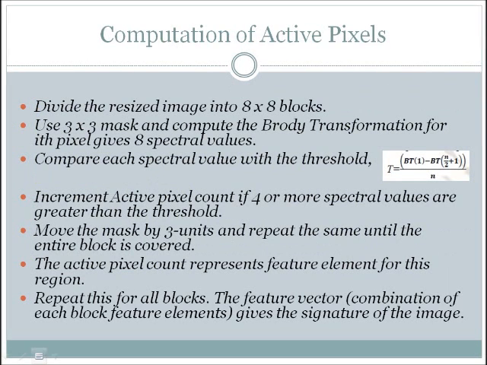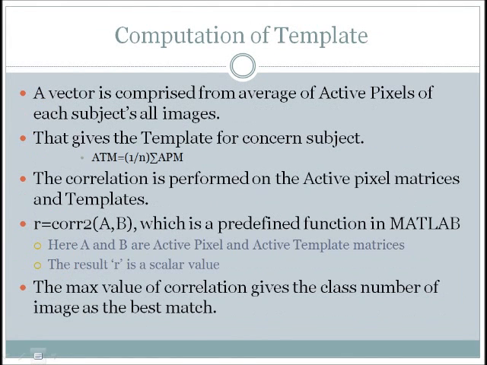Computation of active pixels. By using LAPP, we can get the active pixels. To get active pixels, follow these steps shown here. Computation of template. A vector is comprised from average of active pixels of each subject's all images. Then we can correlate active pixel matrices and active templates so that the maximum value of correlation gives the class number of the image as the best match.